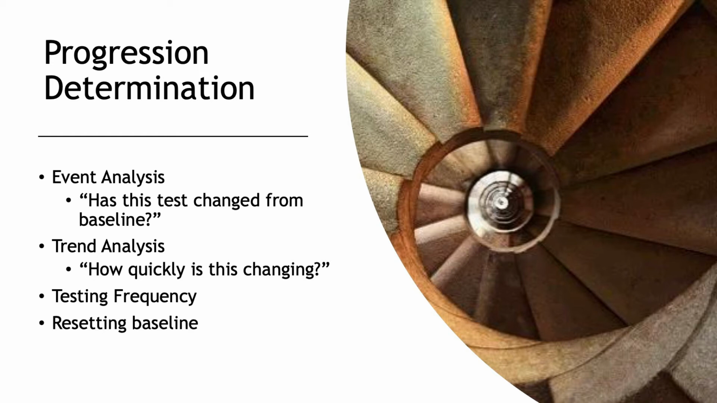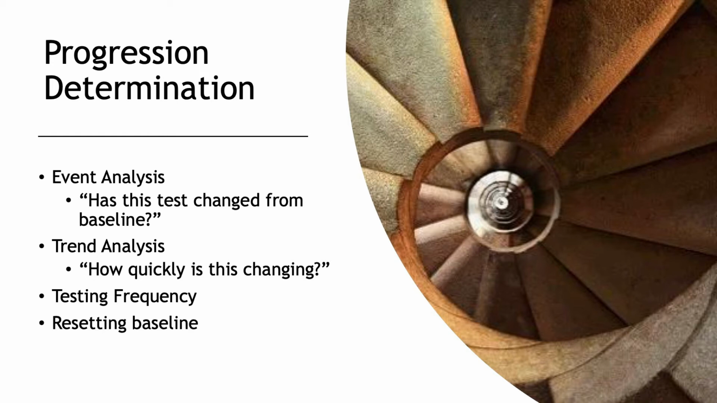The second way to look at progression is to look at how quickly a patient is changing. And so in general, we're going to look at event analysis, the sort of yes-no question, earlier on when we have fewer tests for comparison. And then we're going to transition into trend analysis, or how quickly is this changing? What's the rate of change when we have more tests?